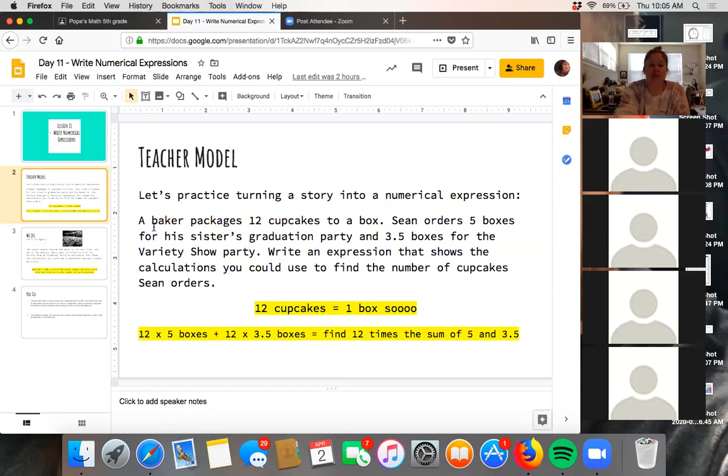So this question says, a baker packages 12 cupcakes to a box. Sheen orders 5 boxes for his sister's graduation party and 3.5 boxes for the variety show party. Write an expression that shows the calculations you could use to find the number of cupcakes he's going to order. And then I've kind of showed my thought process here.